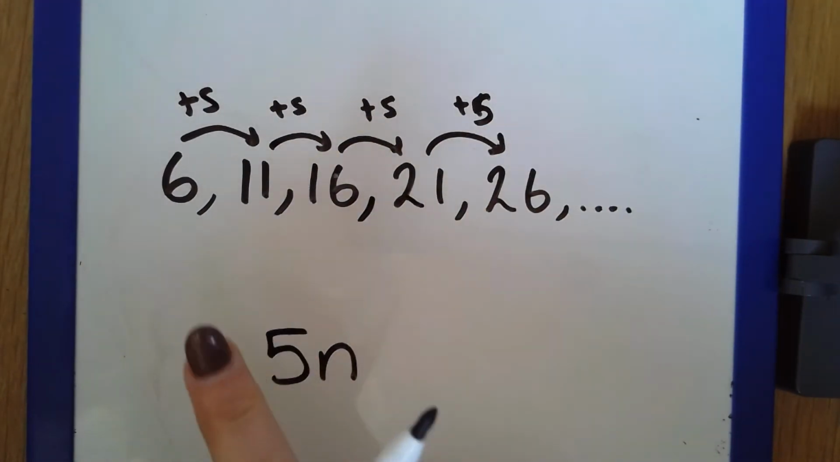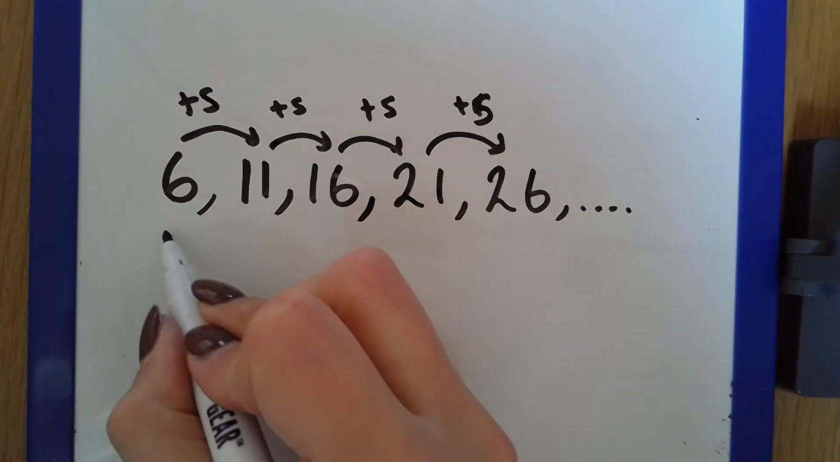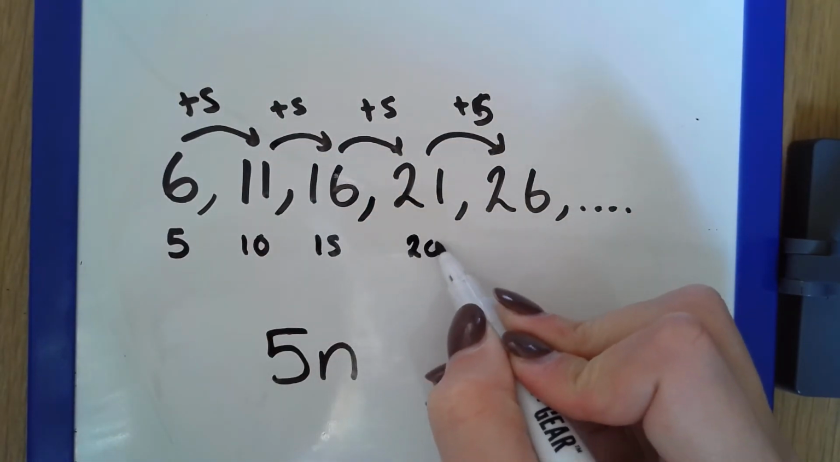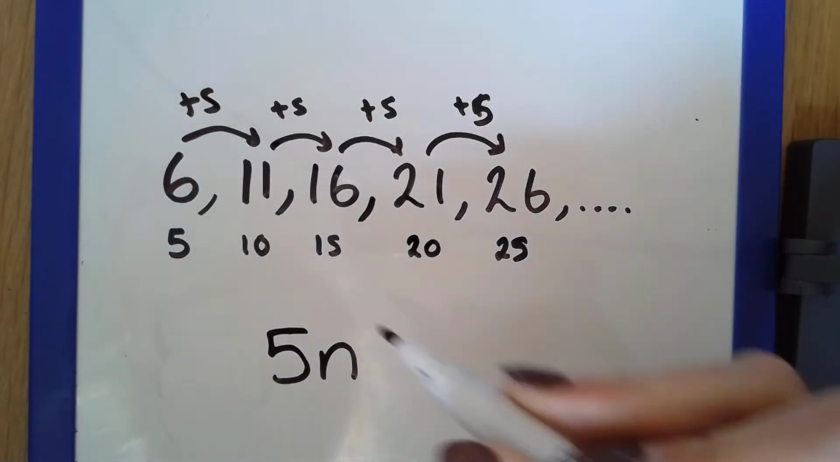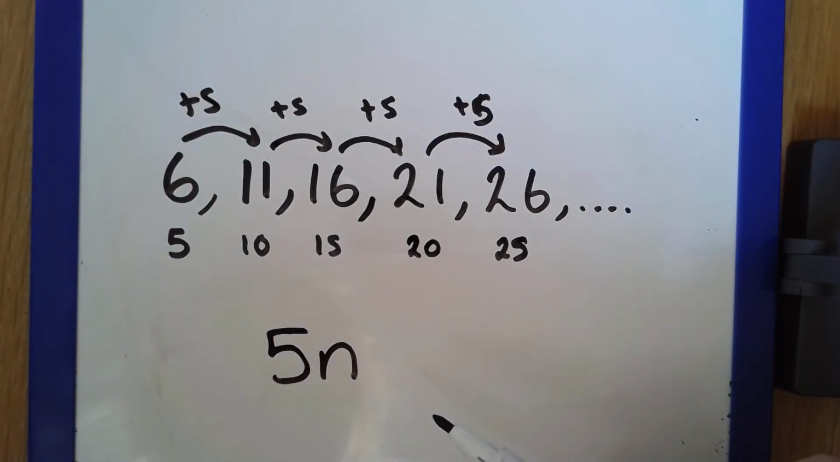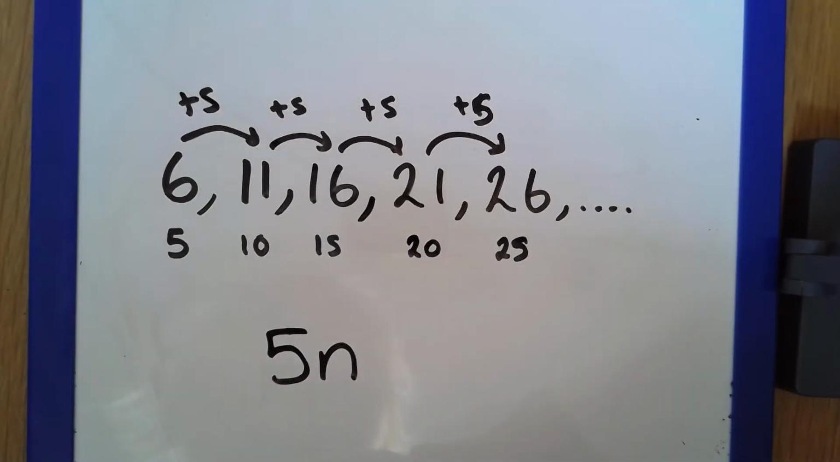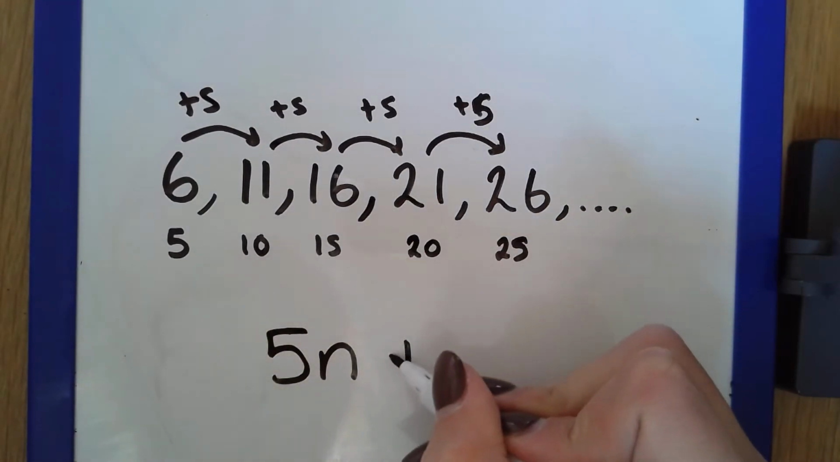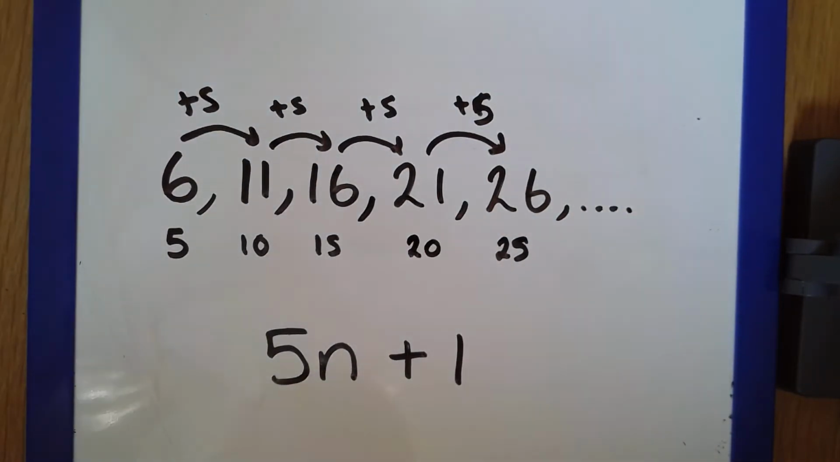Now I'll write out my 5 times tables underneath: 5, 10, 15, 20, 25. How do I get from 5 to 6? Add 1. 10 to 11, add 1. 15 to 16, add 1. 20 to 21, add 1. 25 to 26, add 1. And that's how I do that.